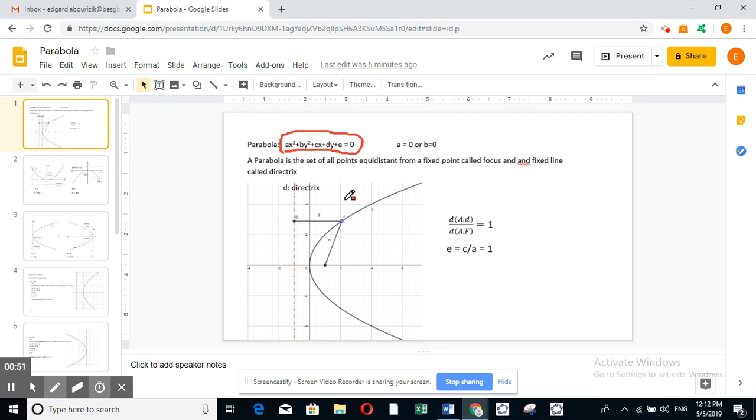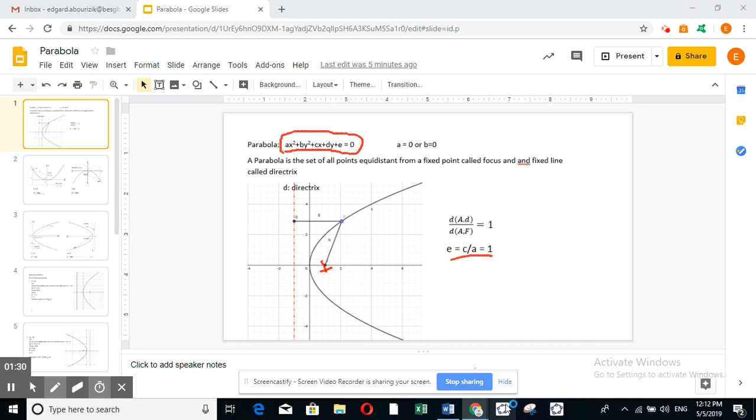What is a parabola? A parabola is the set of all points equidistant from a fixed point called the focus and from a line, which can be vertical or horizontal, such that for any point on the parabola, the distance from the point to this line and the distance from the point to the fixed point, the focus, are equal. In that case, we say that the eccentricity is C over A.